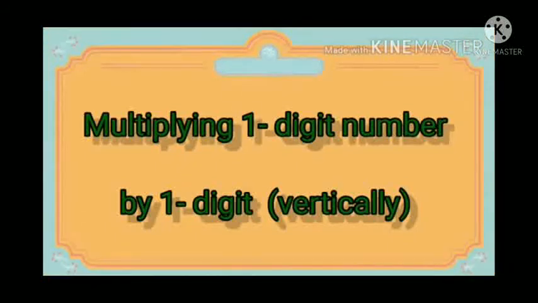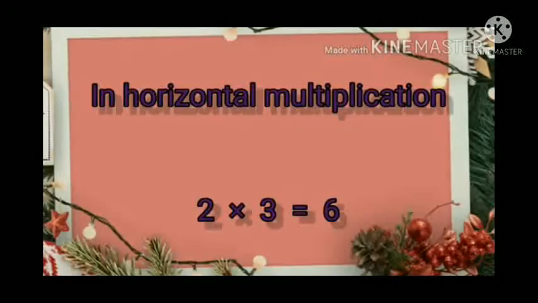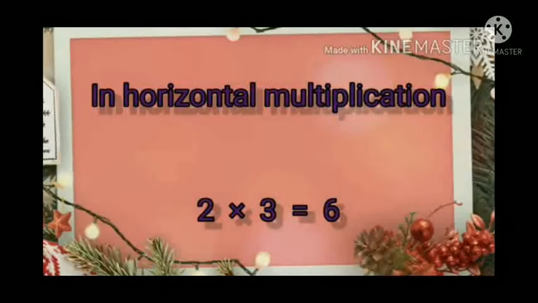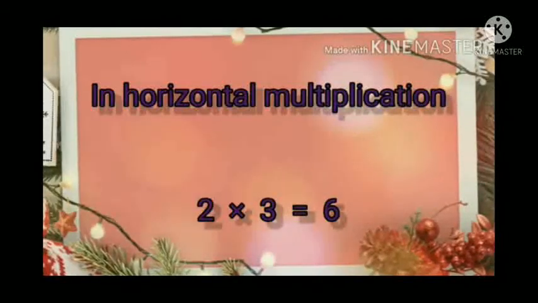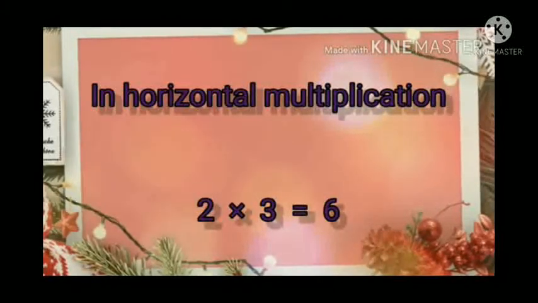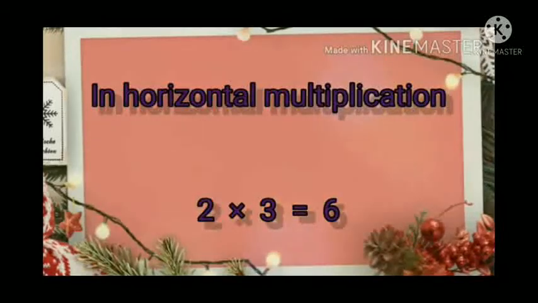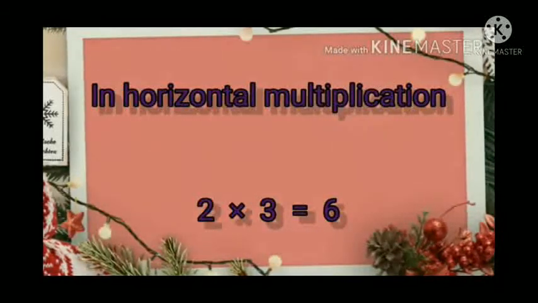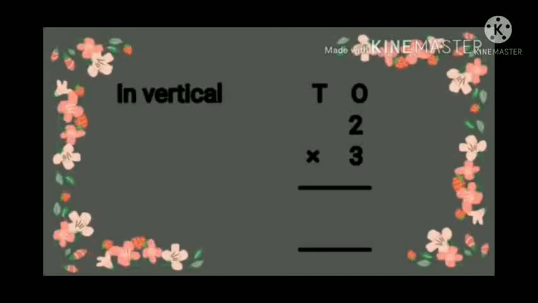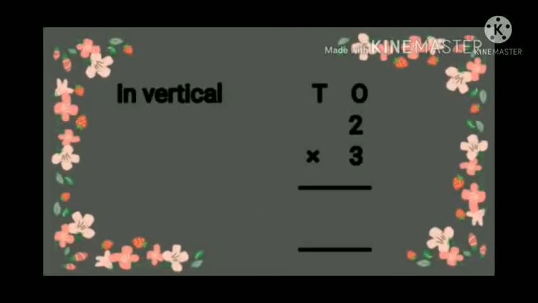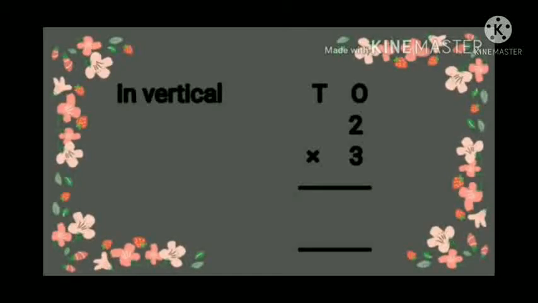Multiplying a one digit number by a one digit number, that is called vertically. Now examples will be in horizontal form or maybe in vertical form, but what is the way of solving that? If the example is like this, 2 multiply 3 is equal to, so it is in horizontal form. And in English, that is standing writing, that means vertical multiplication. Now here is the example in front of you, 2 multiply 3, in vertical form.